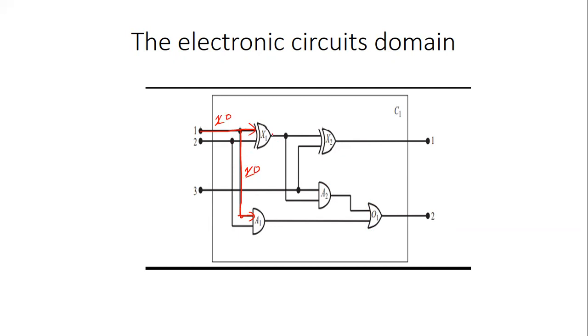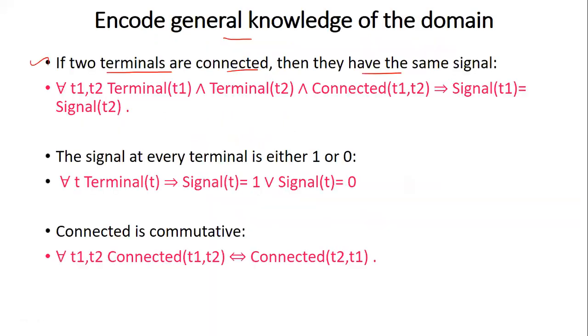Right? Similarly, this terminal and this terminal are connected, so they should both have the same signal. If this is one, this should be one. If this is zero, this should be zero. So this is generic information which we want to encode. So how could we represent that using first order logic? That can be represented something like this.